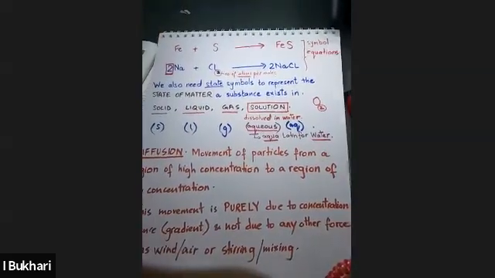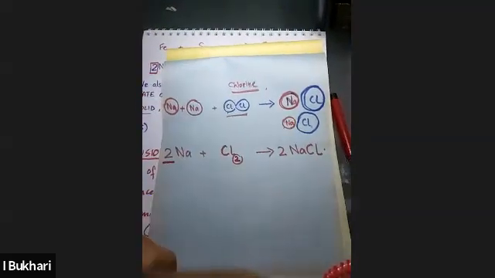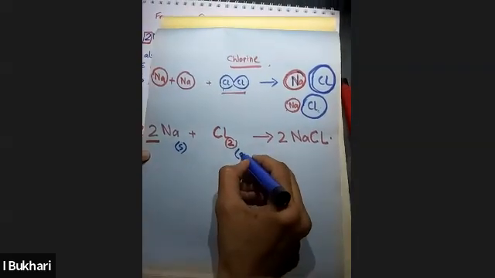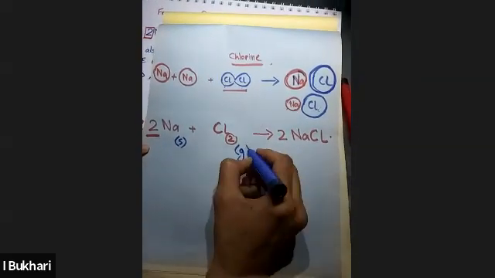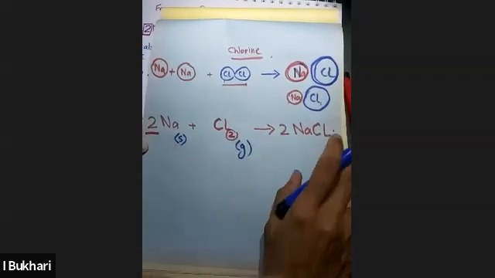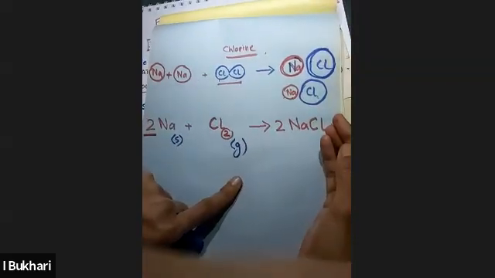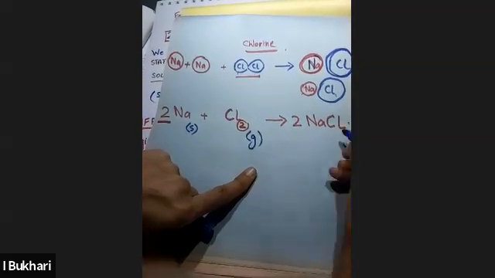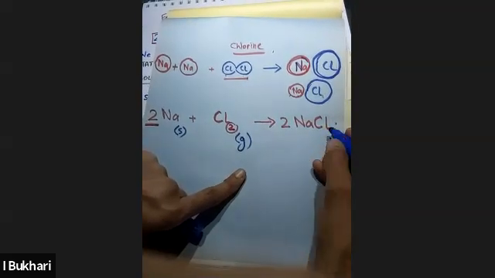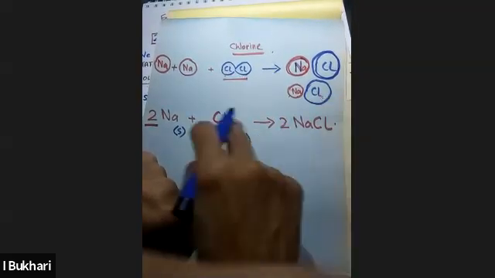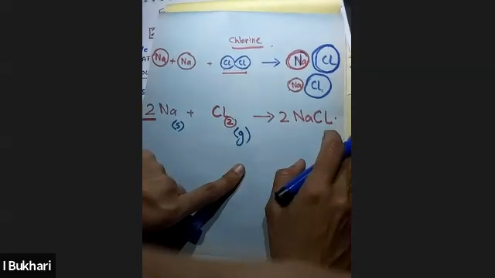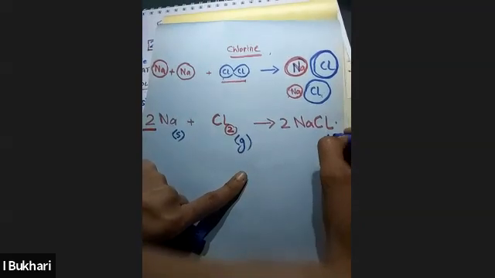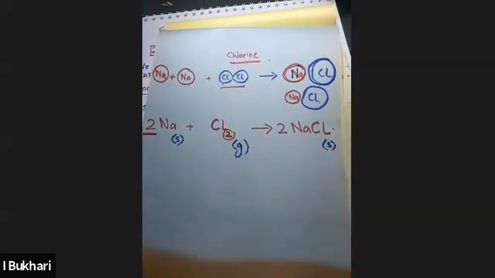So putting in the state symbols here, sodium would be solid. Chlorine, remember, is a gas at room temperature. A standard room temperature is 25 degrees Celsius. And sodium chloride, table salt, can be aqueous, but in this particular case, it is not aqueous. This is solid.